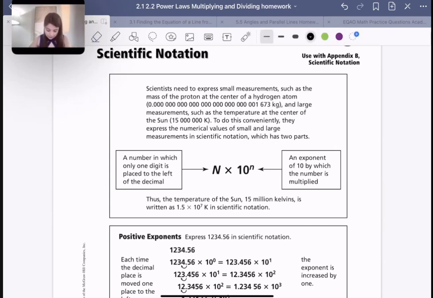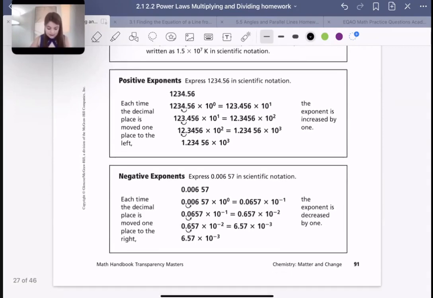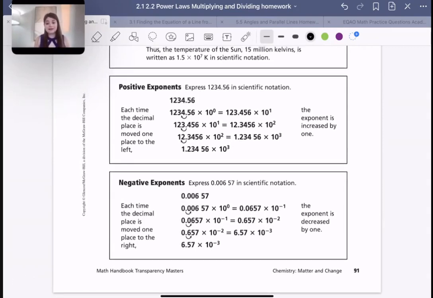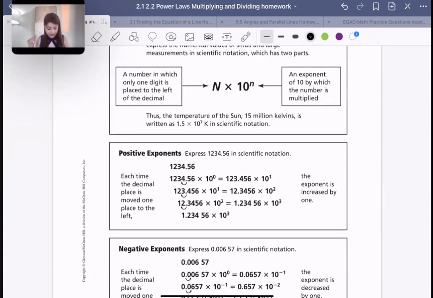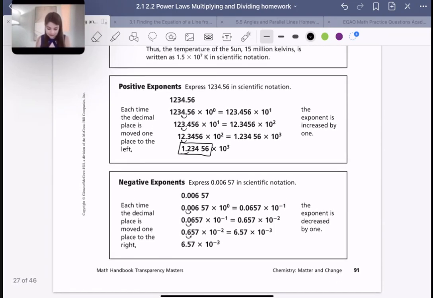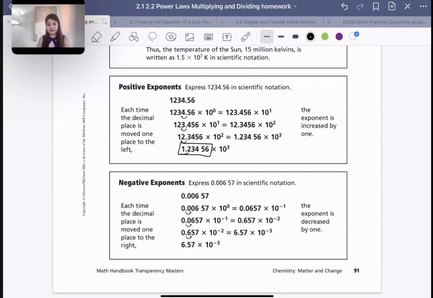So let's talk about positive exponents. Here they're asking us to express 1234.56 in scientific notation. Well, first we have to decide what our n value is, and how do we find that out? Well, we know that we have to move this decimal to the left until there's only one number to the left of the decimal. So we move it all the way to this position here, where we have 1.23456, because now there's only one digit to the left of the decimal, and all the other digits are to the right of the decimal.